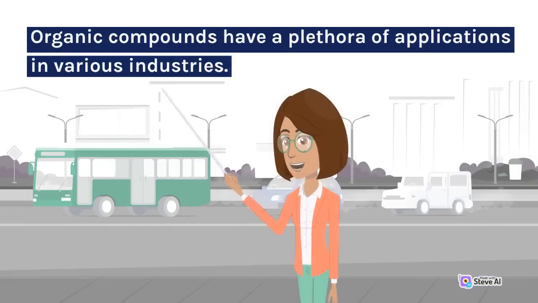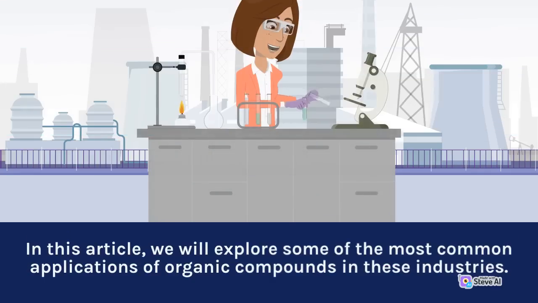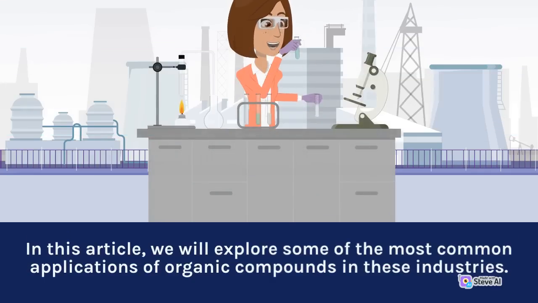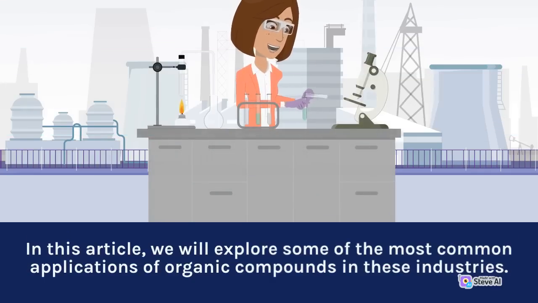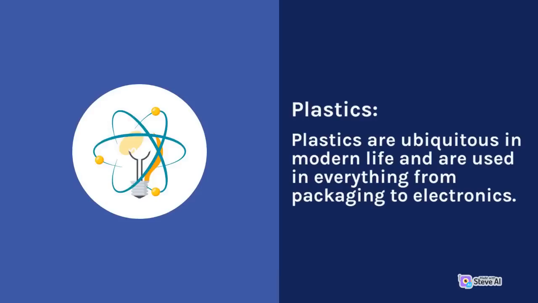Organic compounds have a plethora of applications in various industries. These compounds are used as building blocks in the production of many consumer products, including plastics, detergents, and synthetic fibers. In this article, we will explore some of the most common applications of organic compounds in these industries. Plastics. Plastics are ubiquitous in modern life and are used in everything from packaging to electronics.